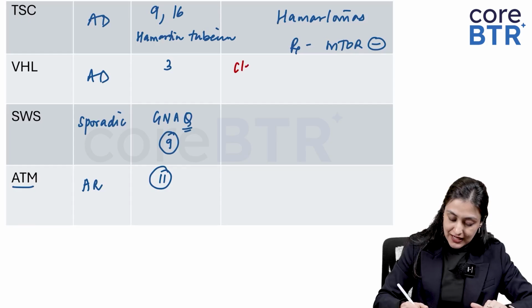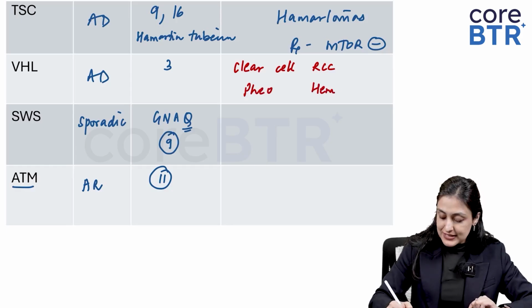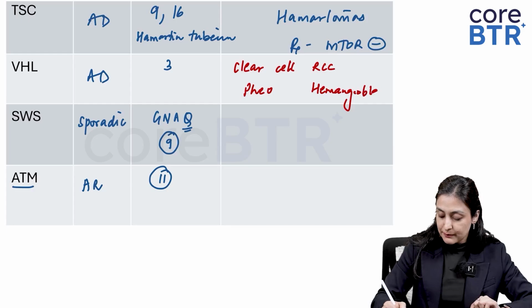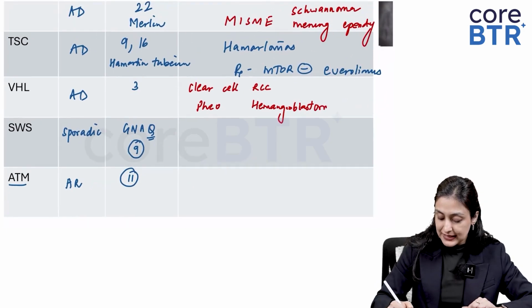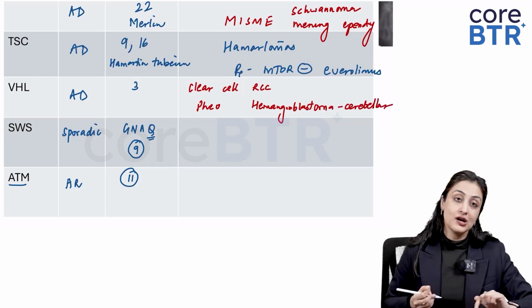So this is where the triad has been asked. Clear cell RCC. You can see pheochromocytoma, and you can see hemangioblastoma, particularly more commonly in the cerebellum. So cerebellar hemangioblastoma, pheo, RCC.